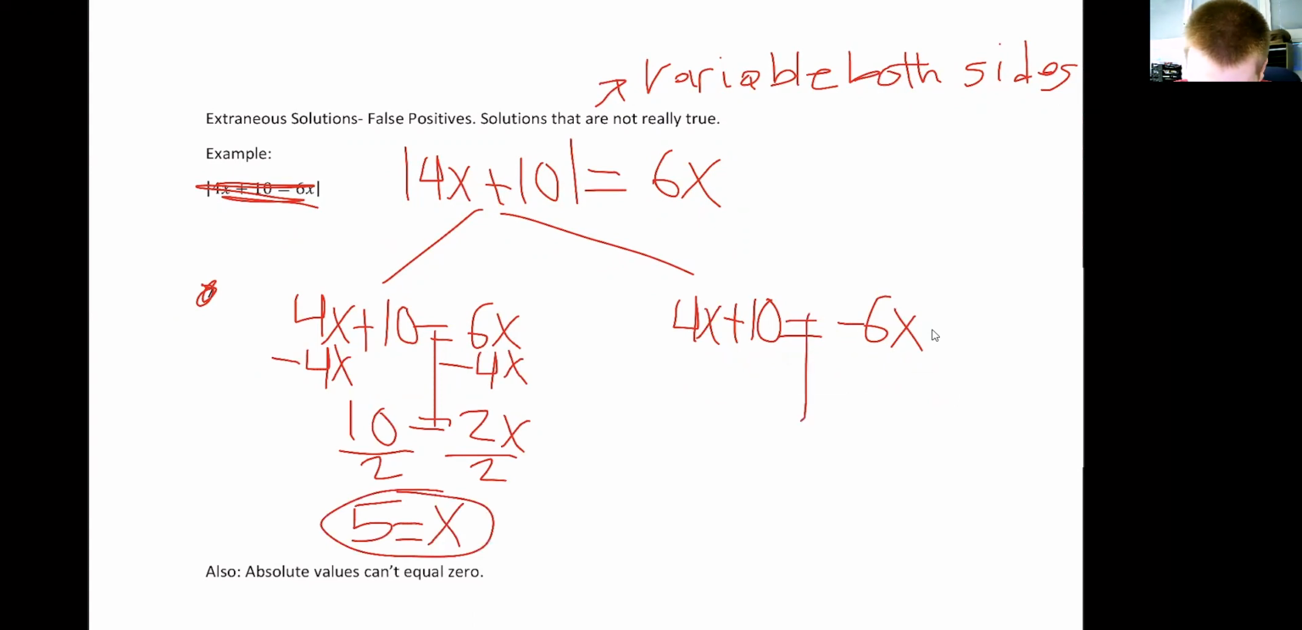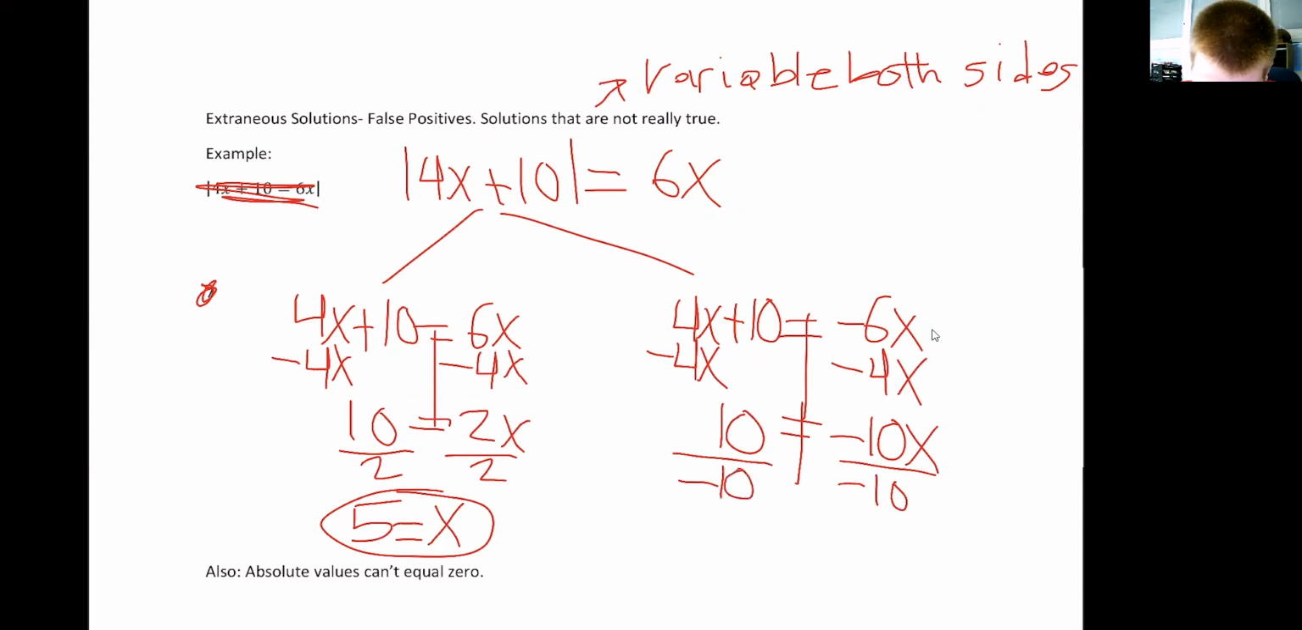Similar idea on the second equation. Like I said, I like to get the x's on the same side. So I would start by subtracting 4x myself. So you would get 10 equals negative 10x. You combine those like terms, divide by negative 10. You'll get negative 1 is x.